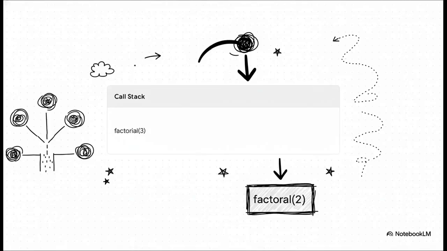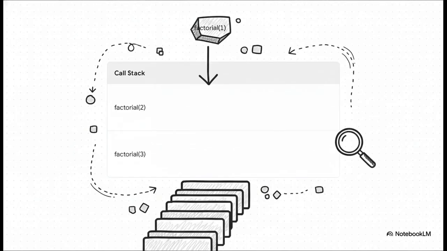All right, let's make this real. We're going to trace a classic example, calculating the factorial of 3. So the first thing that happens is our program calls factorial of 3. But wait, factorial of 3 can't give an answer yet, right? It needs to know what factorial of 2 is first, so it kind of pauses itself, and its state gets pushed onto the call stack. So now, from inside that paused function, we call factorial of 2. A brand new frame for that call gets put right on top of the stack.